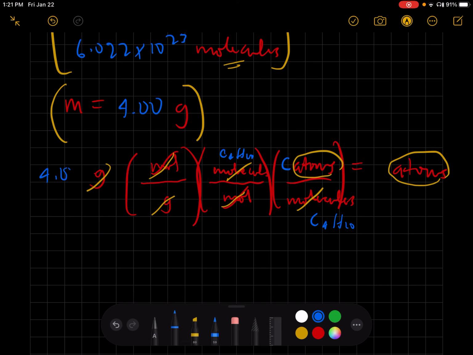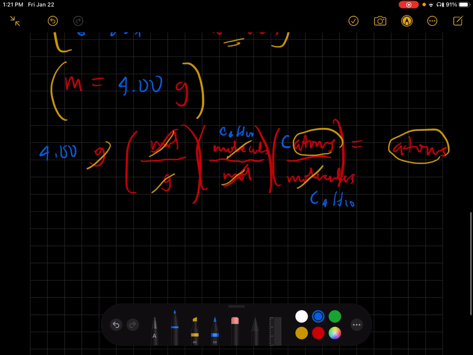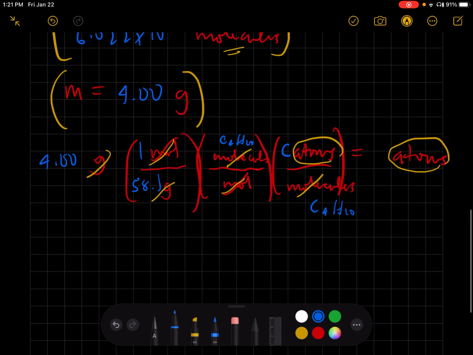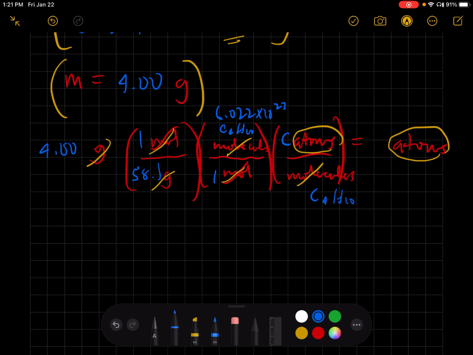So this is 4.00, 4.00, and then the grams per mole. Where would that number be? Aha, okay, that was up here, 58.1 grams per mole, right? And it looks like molecules and moles are related. So molecules is 6.022 times 10 to the 23rd, 6.022 times 10 to the 23rd molecules per 1 mole, right? And then the atoms, it looks like there were 4 carbon atoms, 4 carbon atoms for every 1 molecule of butane.